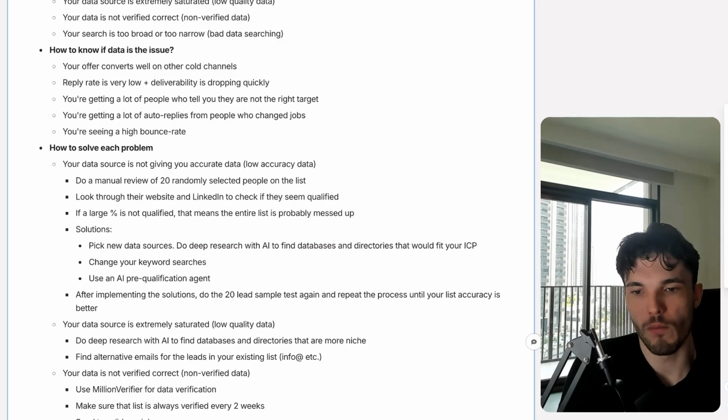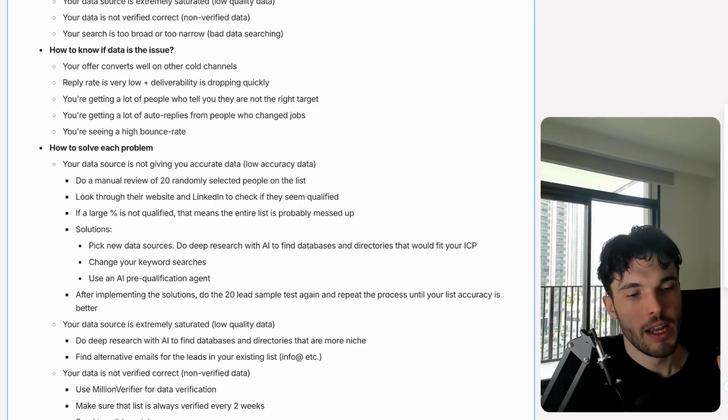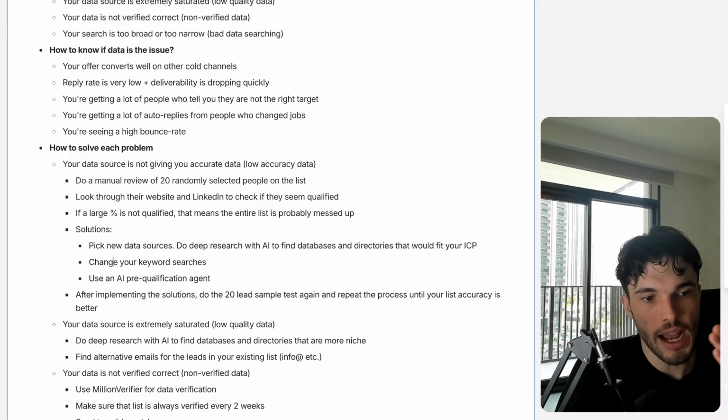So, for example, let's say you want to target marketing agencies, so you put in the keyword marketing agency. The issue is you could still be getting software companies that have built software for marketing agencies, and so they include that keyword, right?